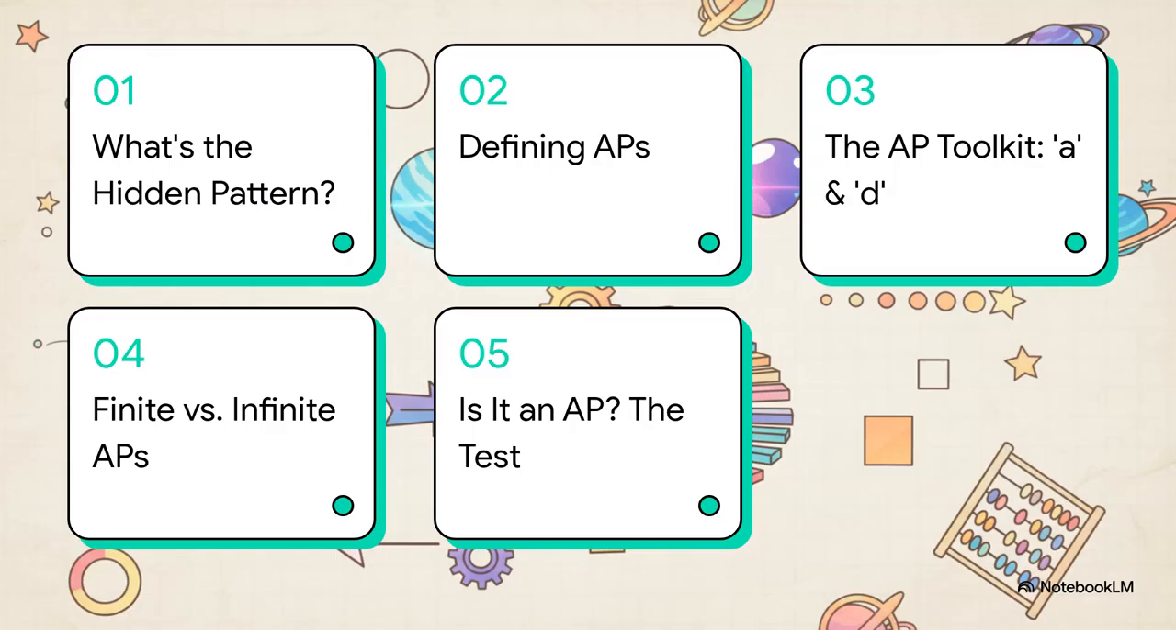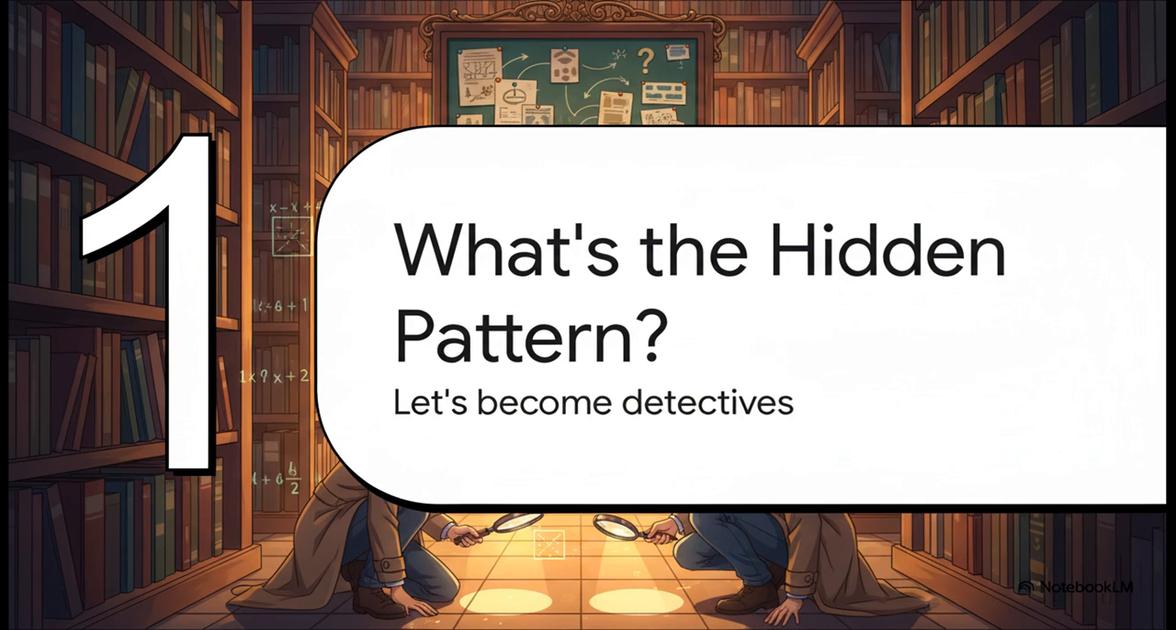All right, so here's our game plan for today. First, we're going to put on our detective hats and hunt for a hidden pattern. Then, we'll give that pattern its proper name. After that, we'll break down the essential tools you'll need, figure out if these patterns can go on forever, and finally, we'll learn a surefire test to spot one in the wild. Let's get started.